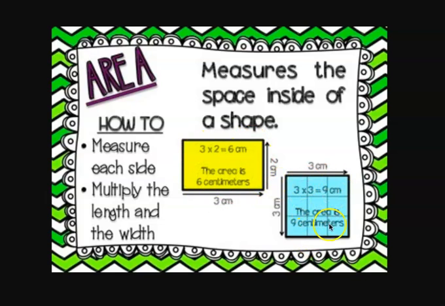And you won't always have a grid like you see on this shape here. Sometimes you'll just have the measurement of the length of the shape and the width of the shape. And if you just have those two numbers, what you need to do is multiply the length and the width together.